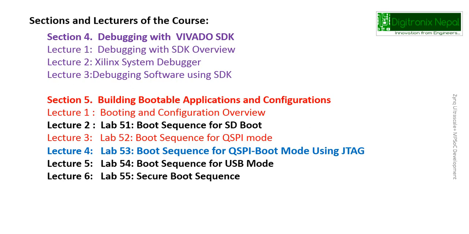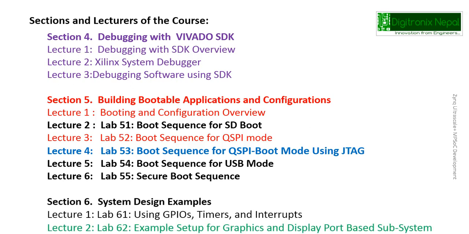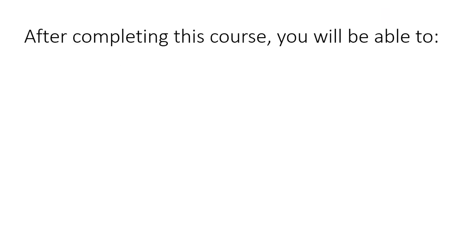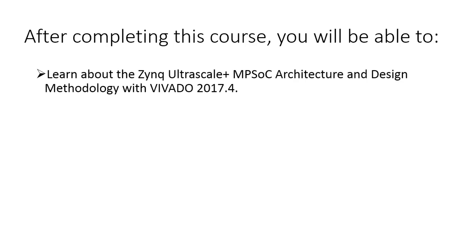Section 5 is building bootable applications with boot sequence for SD, QSPI, JTAG and USB mode. Another session is system design with examples, where we are going to include some GPIO integration and other peripheral integration. Section 7 is product selection overview. So we are going to have Zynq Ultrascale MPSoC product selection, and device and family details, so we can select a specific product for our applications.